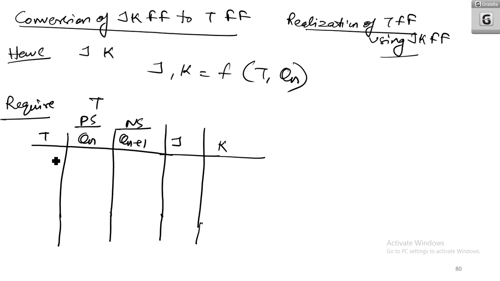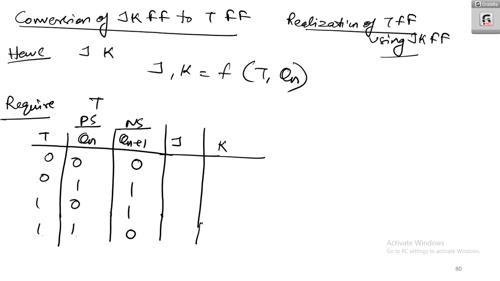So it is 0, 0, 0, 1, 1, 0, 1, 1, since it is only two variables. Now if toggle is 0, it means present state is equal to next state. 0 becomes 0, 1 becomes 1. Here T is 1, so 0 becomes 1, and 1 becomes 0.